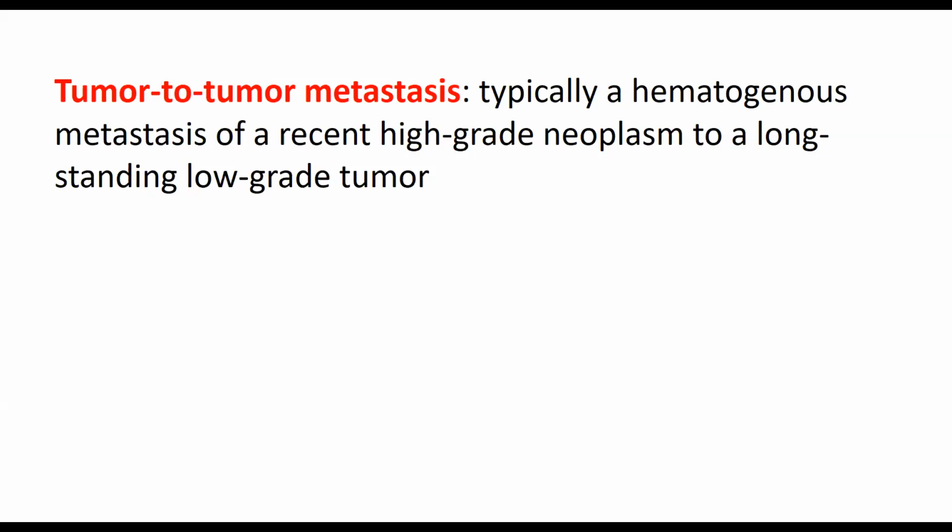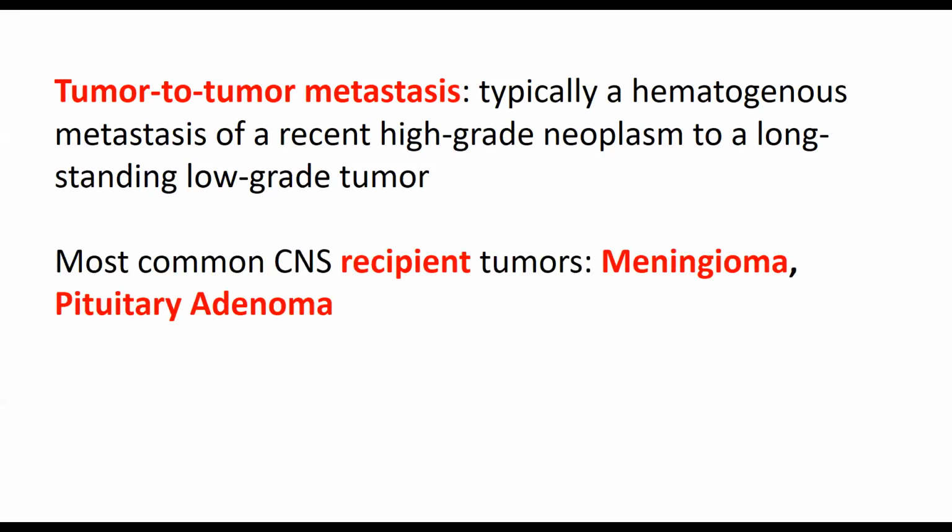You have a long-standing low-grade tumor. It's long-standing because it's low-grade, slowly growing, all right? That's going to be the host tumor. And then you have a newly arisen, aggressive tumor that metastasizes to it, all right? Most common recipient tumors: meningioma, number 1, pituitary adenoma, number 2. They both fulfill this criterion of being a low-grade, slowly enlarging tumor that's been around for a long time. Meningiomas tend to be more vascular, so you see it more commonly than in pituitary adenoma.